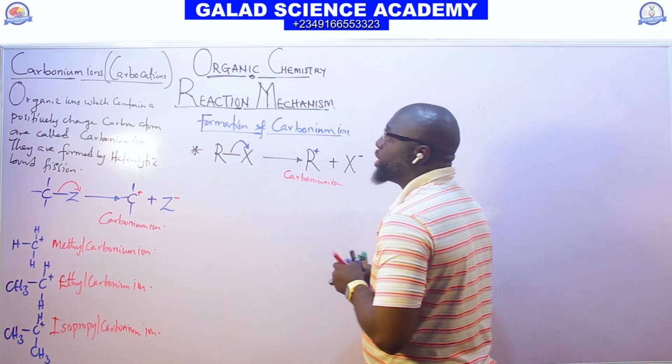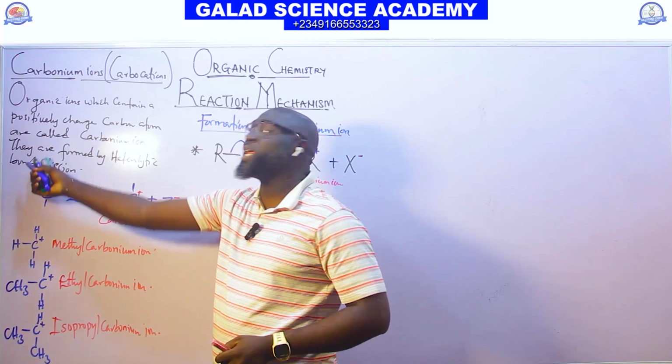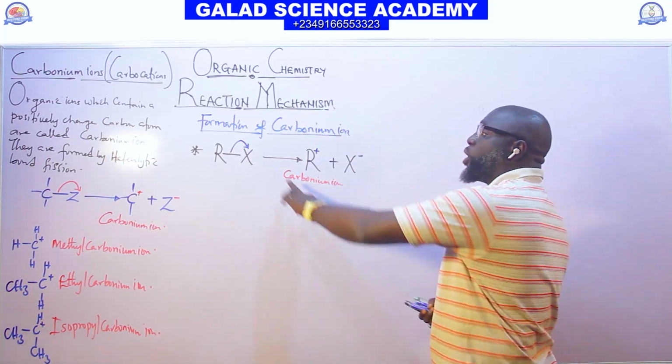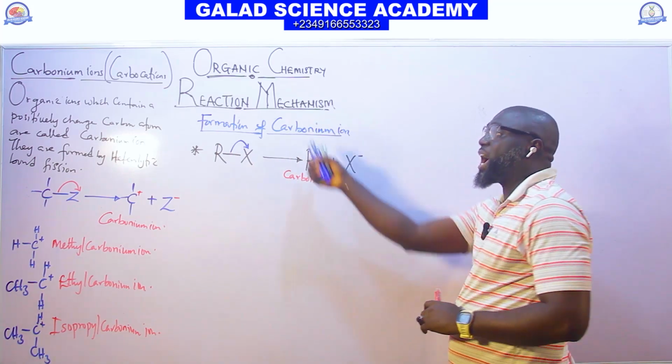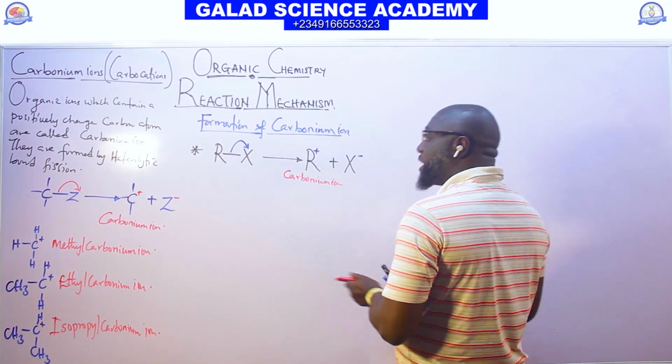Don't forget the spelling. Organic ions which contain a positively charged carbon atom. Any organic ion that contains a positively charged carbon atom is called a carbonium ion or carbocation.